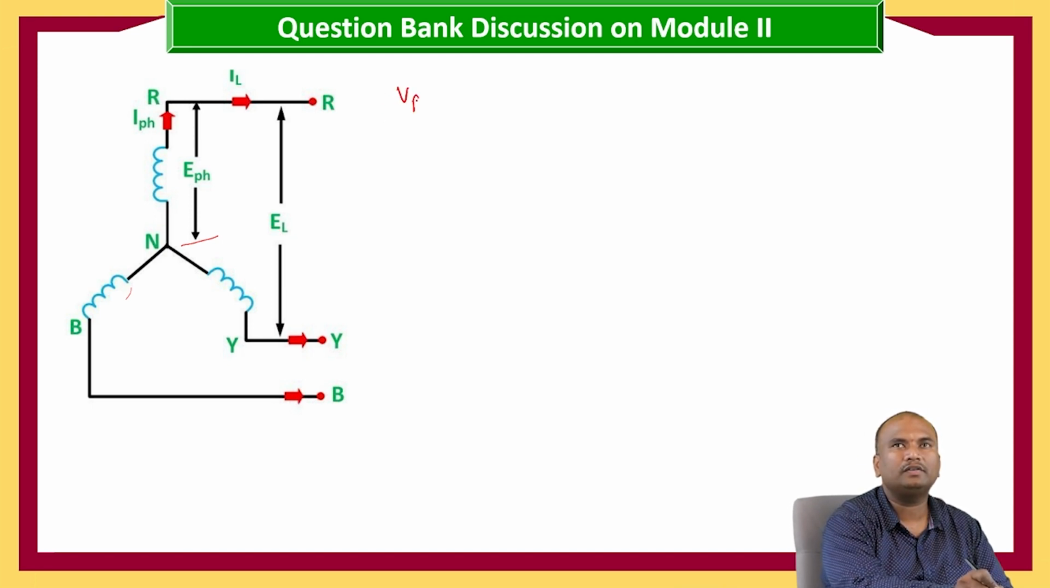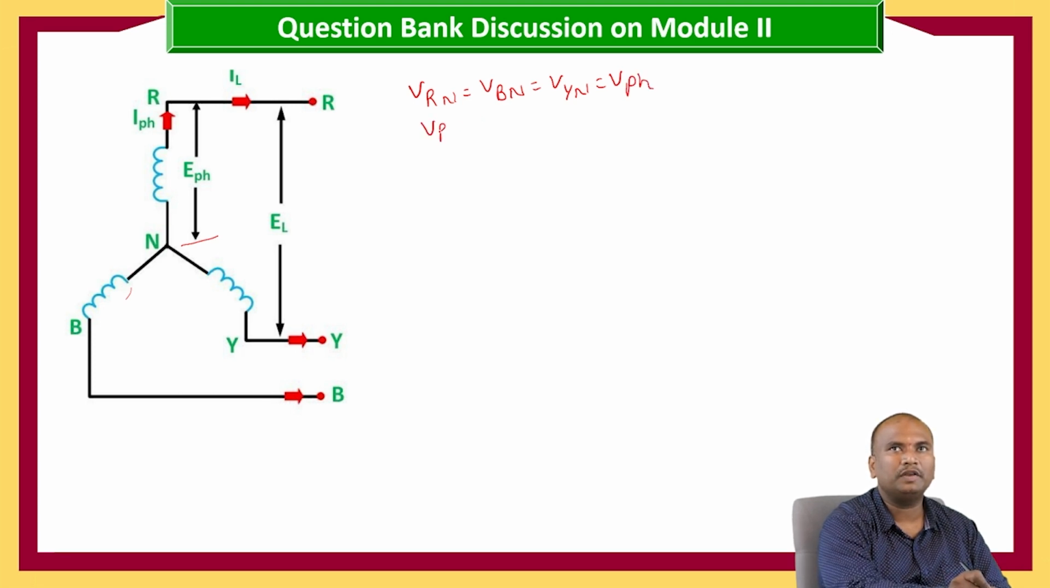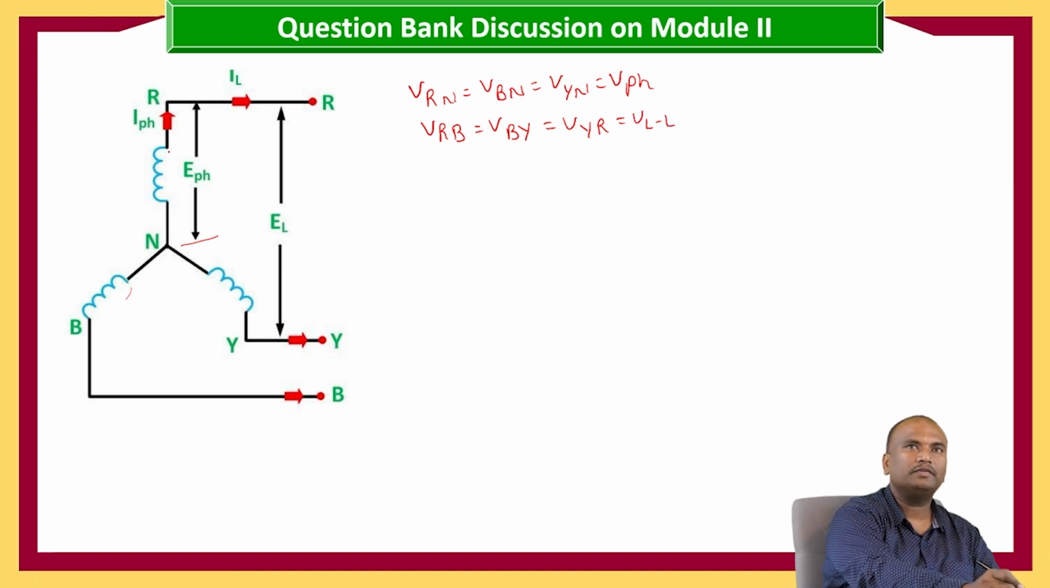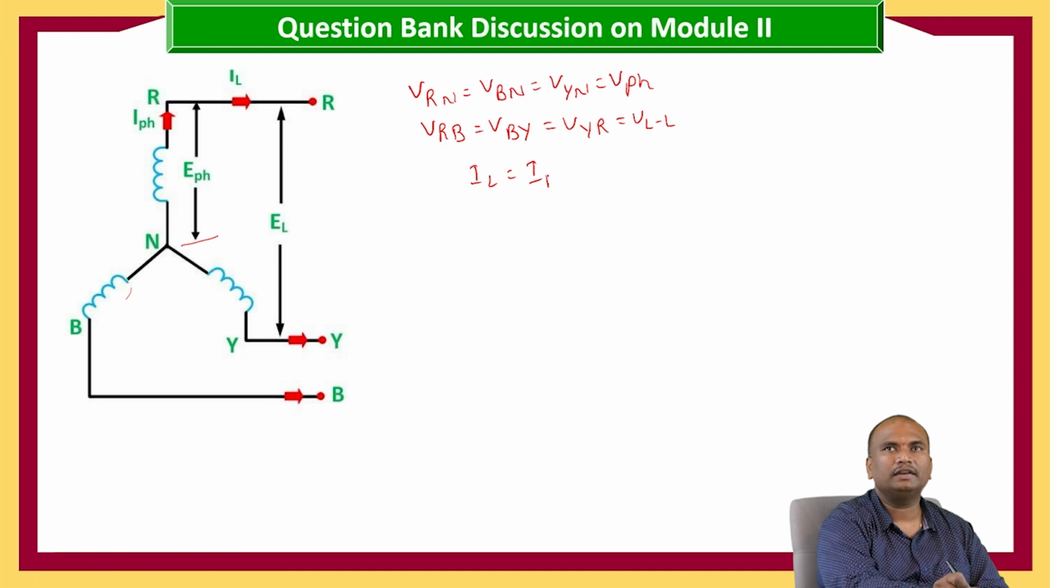Here VRN is equal to VBN is equal to VYN, which is equal to V phase voltage, whereas VRB is equal to VBY is equal to VYR, which is equal to V line to line voltage. And here the phase current is in the same line as the line current. So the line current is equal to the phase current in the star connected system.